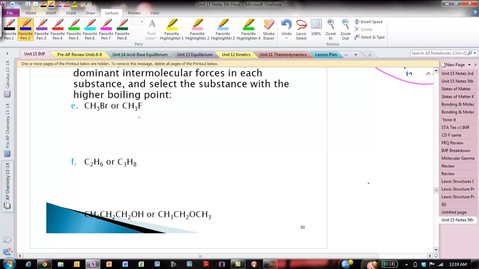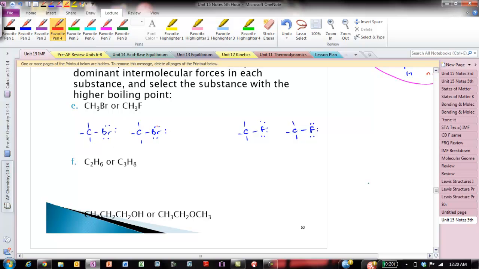Alrighty, so CH3Br and CH3F. So we're going to look at one of these. We've got to draw another one for intermolecular forces. Sorry, F. Alrighty, so we're going to have to predict higher boiling point again. So let's look at this.